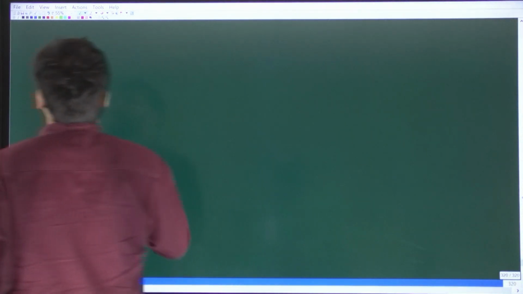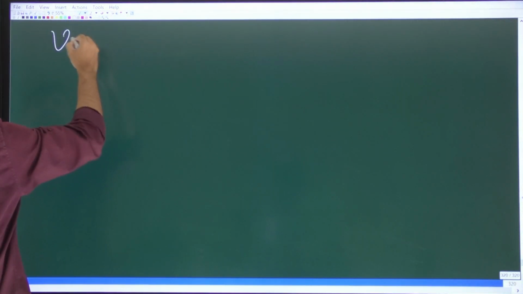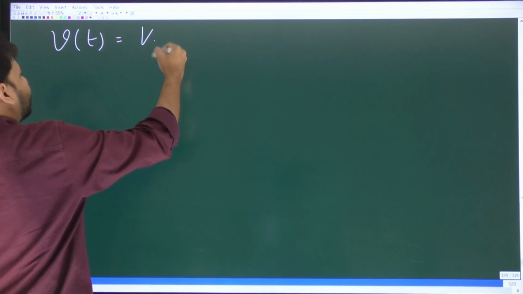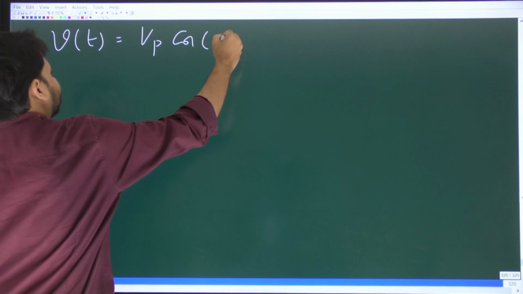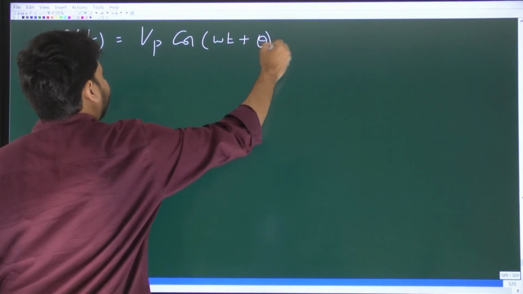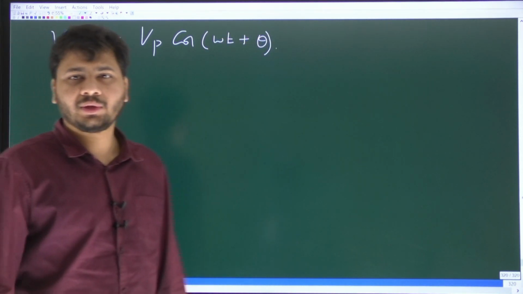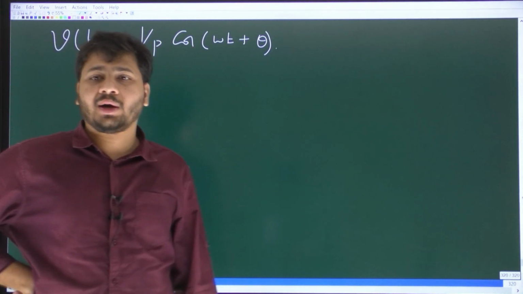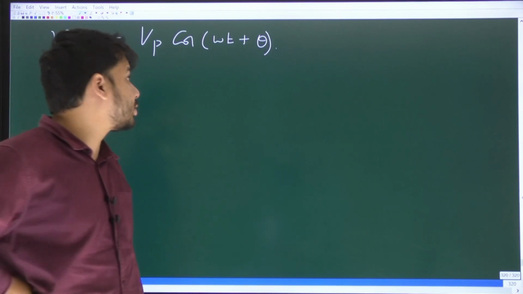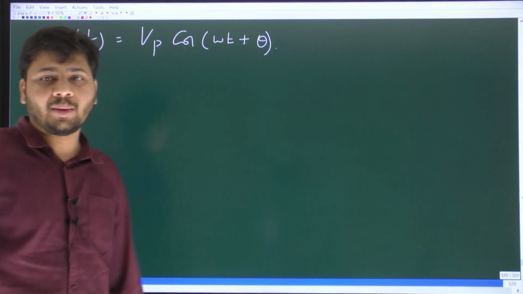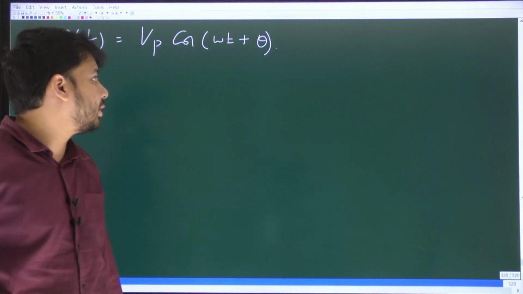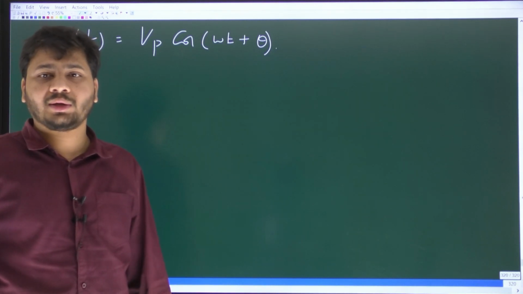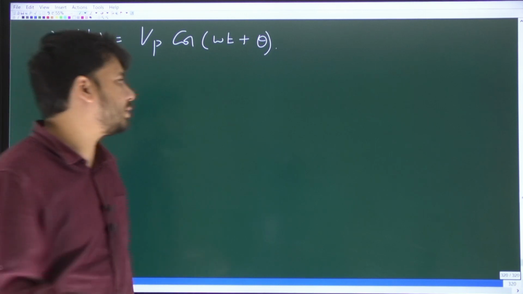So let's say we have a sinusoidal voltage which is some Vp cos(omega t plus theta). So what is Vp here? It's the amplitude of the sinusoidal voltage. Omega is the frequency. Theta is the phase angle of the voltage.